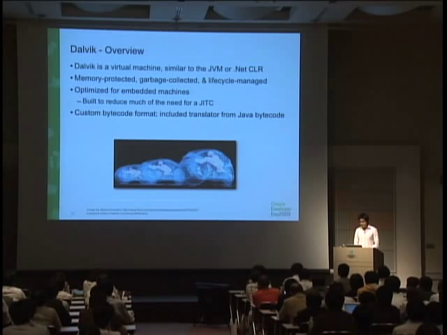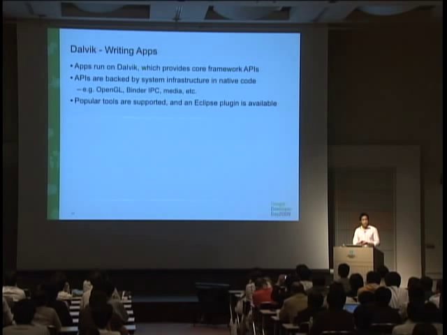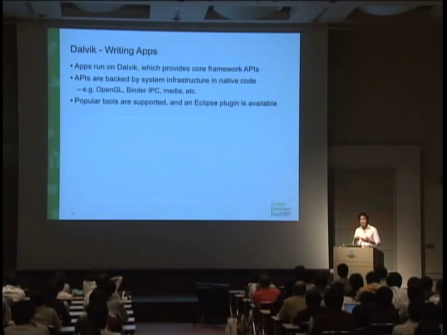So when you write your app to run on Dalvik, it gets access to all the core framework APIs. And these APIs can range from things like OpenGL or the binder for inter-process communication, to the media framework or the UI toolkit, the widget toolkit. Some of these APIs are backed by native code, things like OpenGL and the media framework, because attempting to do all of it in Dalvik would be too slow. So the framework calls out using JNI to this native code.